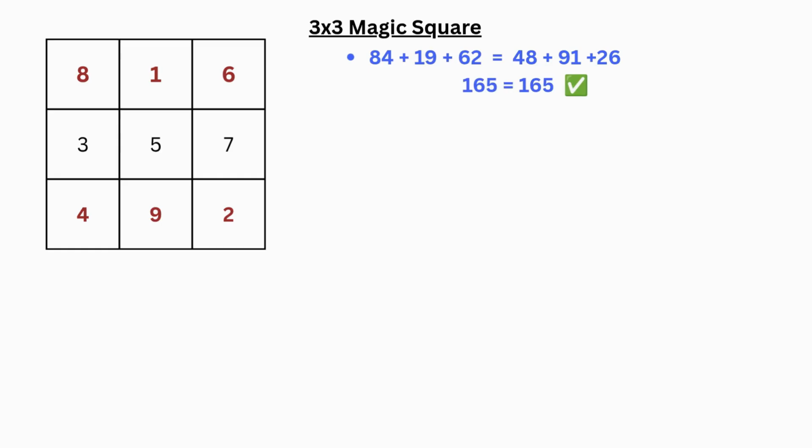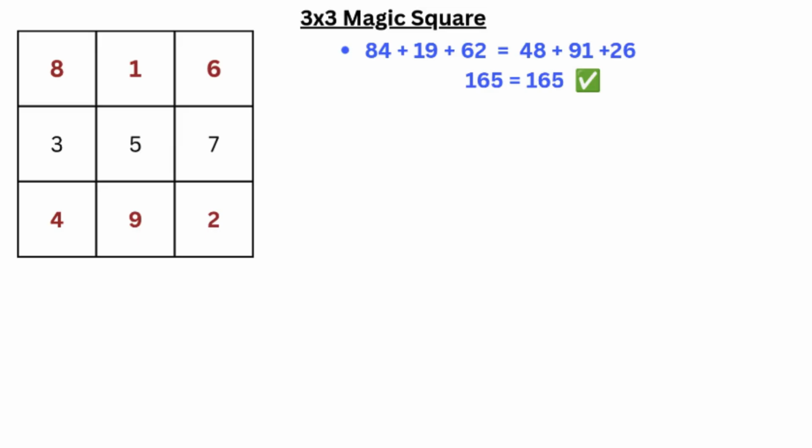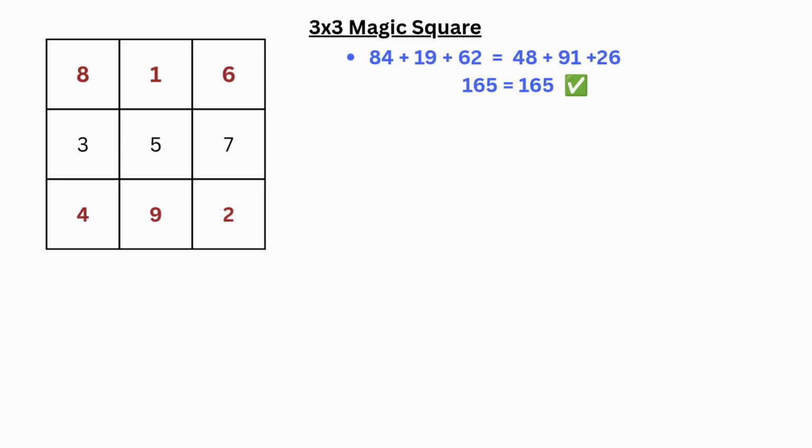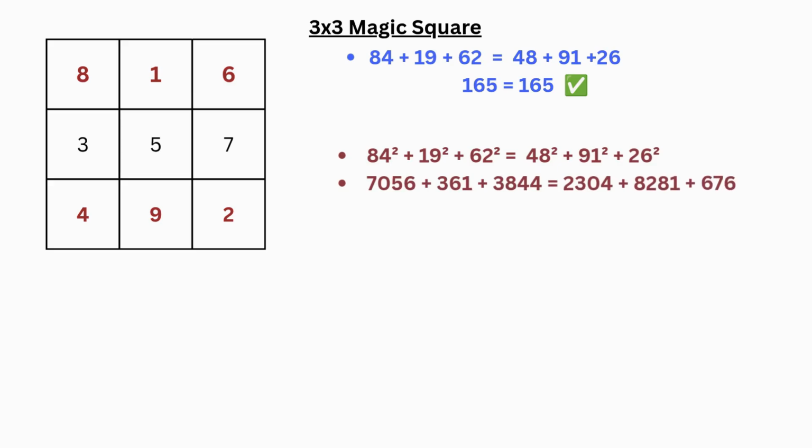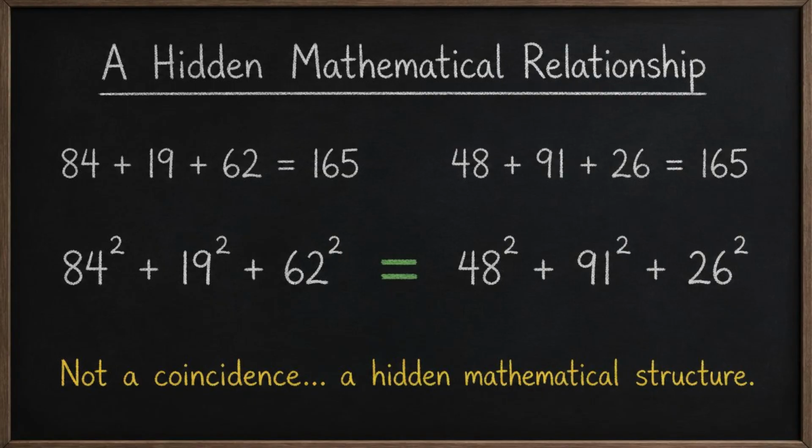Reverse it, 26. Now let's add one side and the other side. Both sides give the same sum, but the interesting part does not stop there. If we square these numbers and add them, we get another surprising equality. At first, this may look like a coincidence, but behind this equality, there is a mathematical relationship.